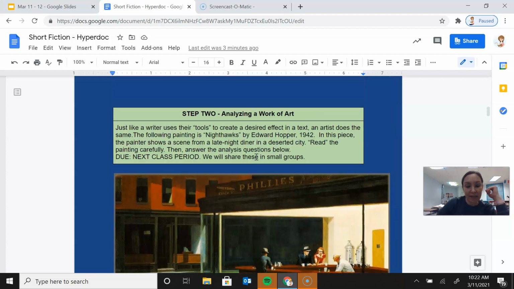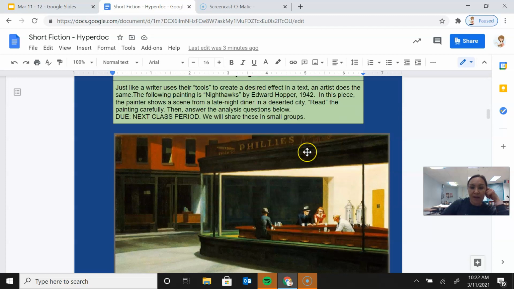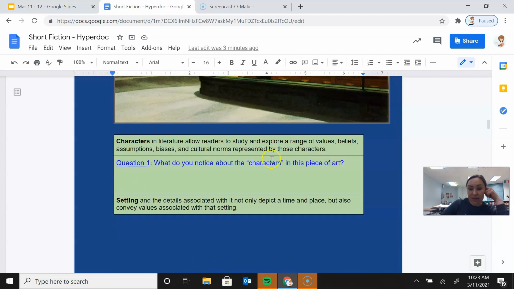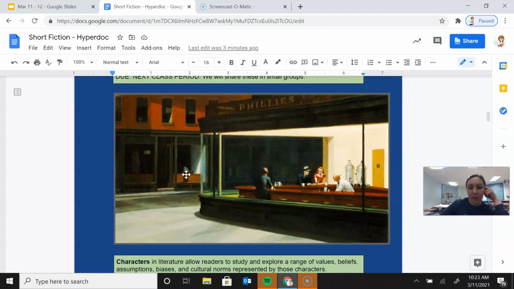If we were in person today, I would put you in small groups and we would share our answers together, and you would be able to learn from each other. But here's the point: I want you to go from just reading something on the surface level to analyzing it. Analyzing a piece of art is a really great place to start. So instead of just looking at this and going, I don't know, we have a bunch of people eating in a diner, it's nighttime, whatever.